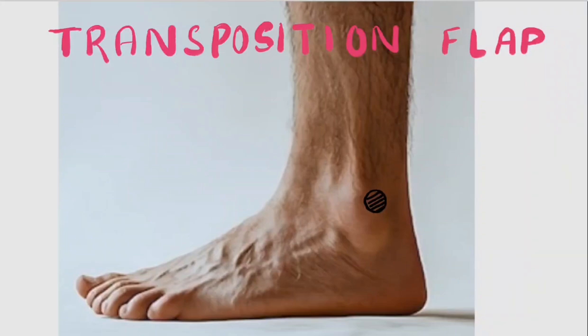Today we will be discussing how to make a transposition flap by taking an example of a wound over the lateral malleolus of the left foot where bones and tendons are exposed. The wound cannot be covered by a simple graft, so we will be doing a transposition flap. First of all, we will check where is the loose skin available. In this case, the skin is anterior to the lateral malleolus.